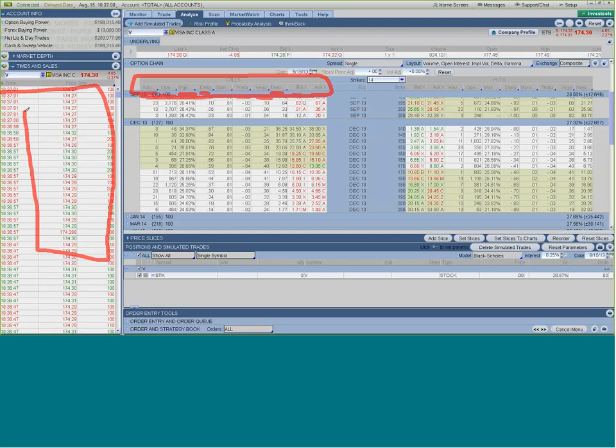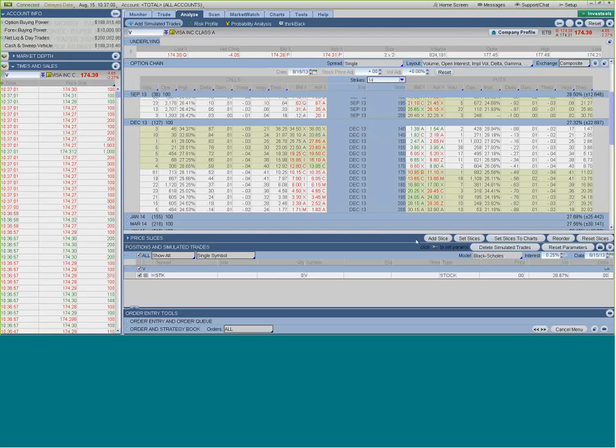That's the time and sales. That's the time and sales for the actual stock. I like to watch that too. I like to look at prints and things like that.